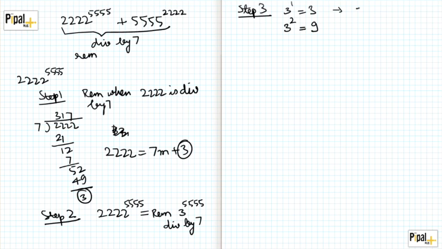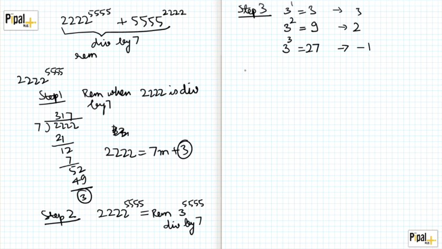Then 3 squared is 9. This is 2 units away from 7, right? So 7 plus 2 is 9. This leaves a remainder 2. It still doesn't help. But 3 cube, which is 27, is just one shy of 28, 7 times 4 is 28. So it leaves a remainder minus 1. This works very well for me, right?